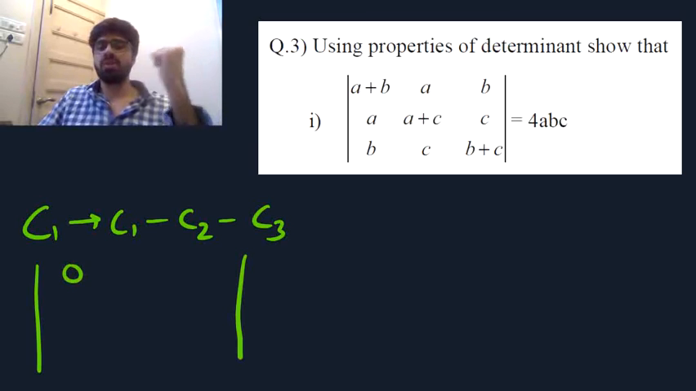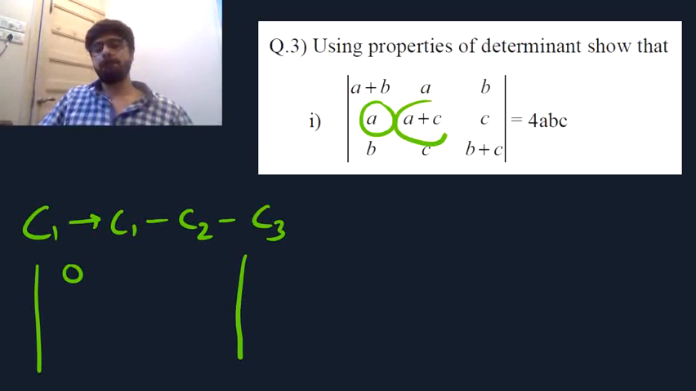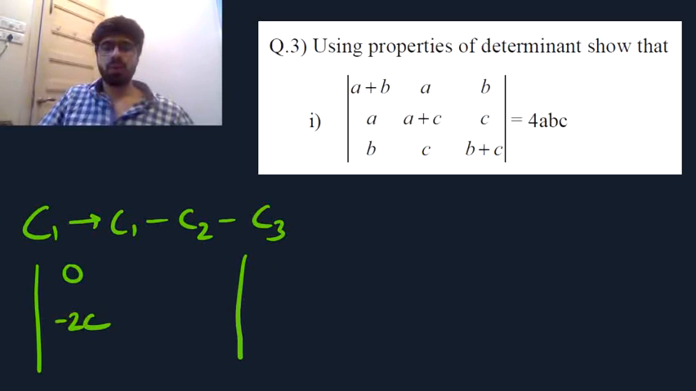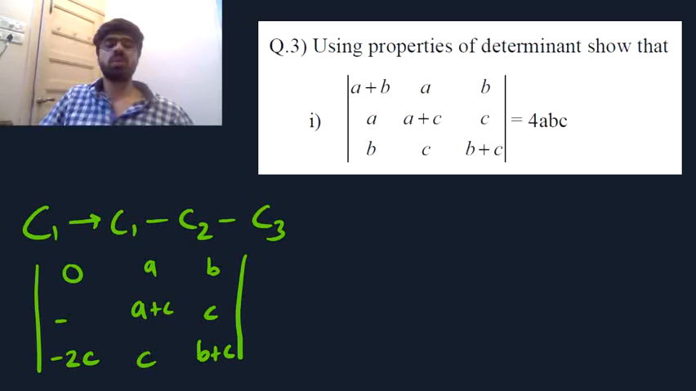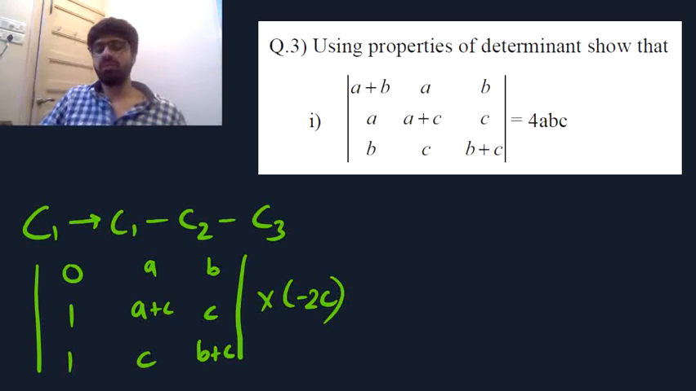The first term will be 0. This minus this will make it minus 2c. This minus this will again make it minus 2c. So here we have a plus c, c, b, c and b plus c. So from here, let's pull out a minus 2c common. So minus 2c comes out, and we have a 1 and 1 here.